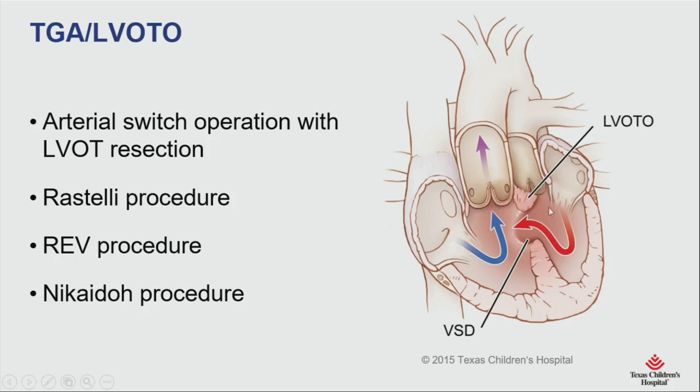So obviously, this left ventricular outflow tract is now going to be the aortic valve. So that's the reason why it's critical to get this right. And then the other options, which I'll talk briefly about, are the Rastelli, the REV, and the Nikaidoh.